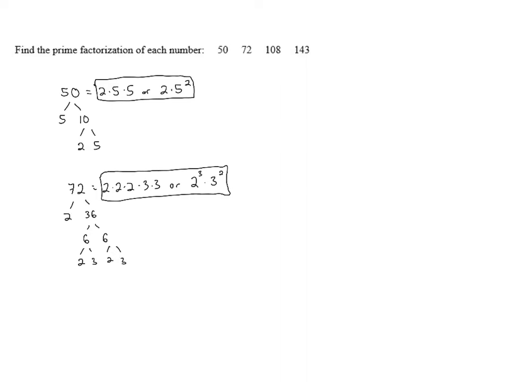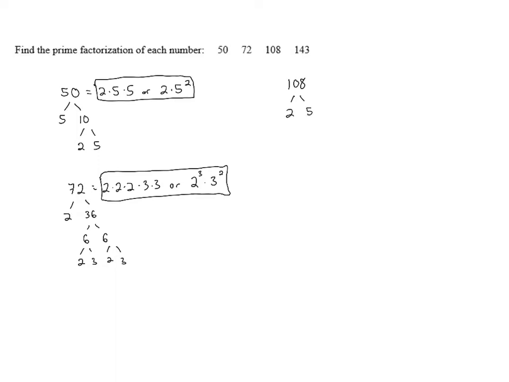And then this is our answer. You don't have to write both of them with the word "or" in between them. You can write either one, whether you just write out the multiplication or you write it out with the exponents. Either one is acceptable. All right, let's move on. 108. That is a large number, but again, it's even. So I'm going to factor out a 2.